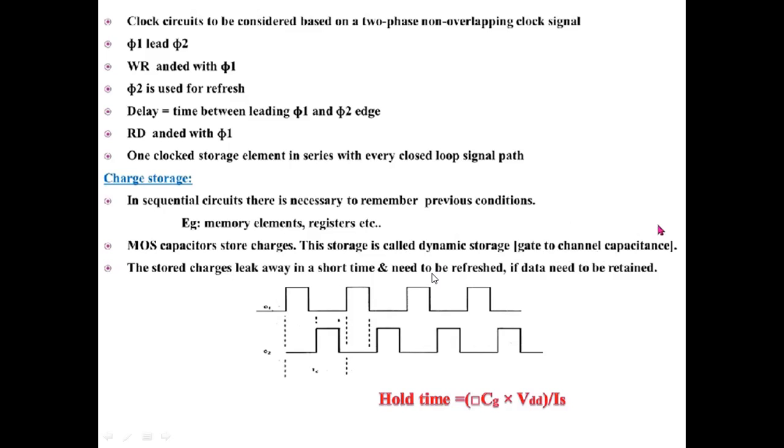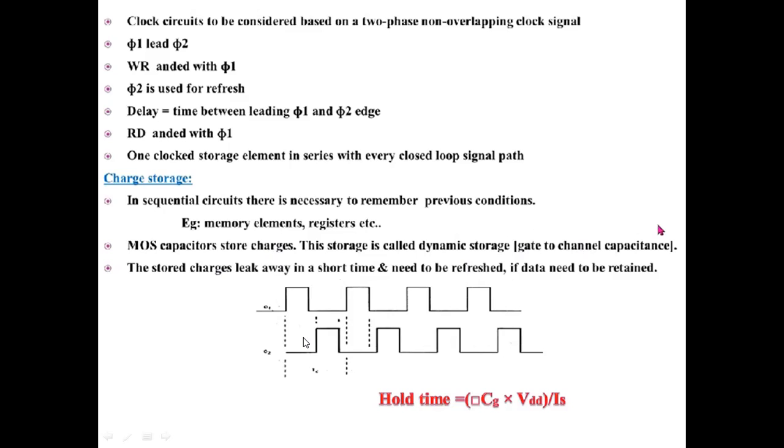And this capacitance formed between the gate and the channel can be used for the storage of information or data. But the main problem here is that the stored charge will leak away in a short time. Even though we can use this gate to channel capacitance to store the data, we cannot hold the data for a longer amount of time, so we have a charge leakage problem. Hence the data needs to be refreshed. If you want to maintain the data for a longer amount of time, I need to go for refreshing of the data.